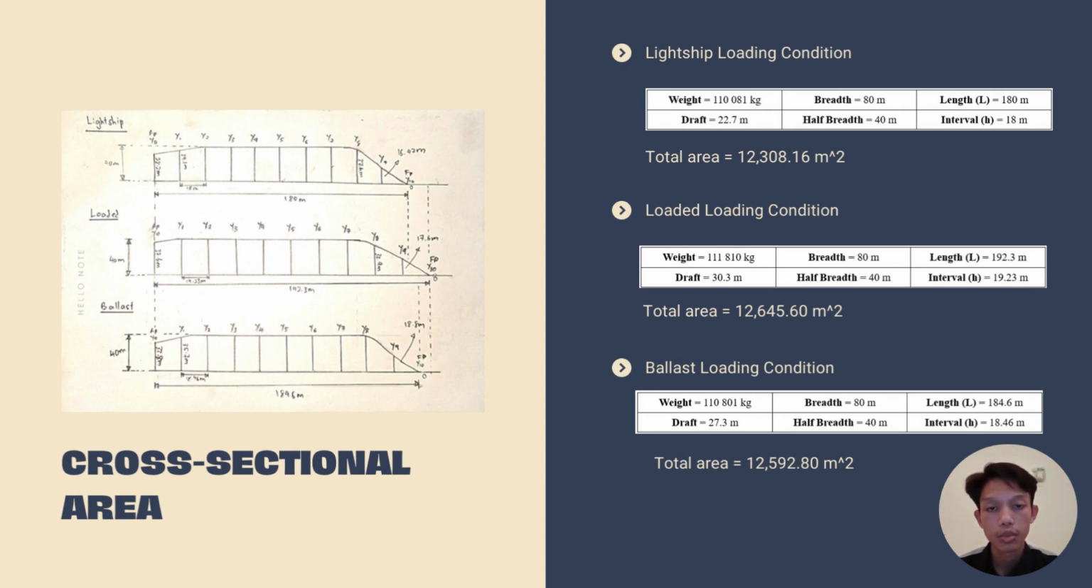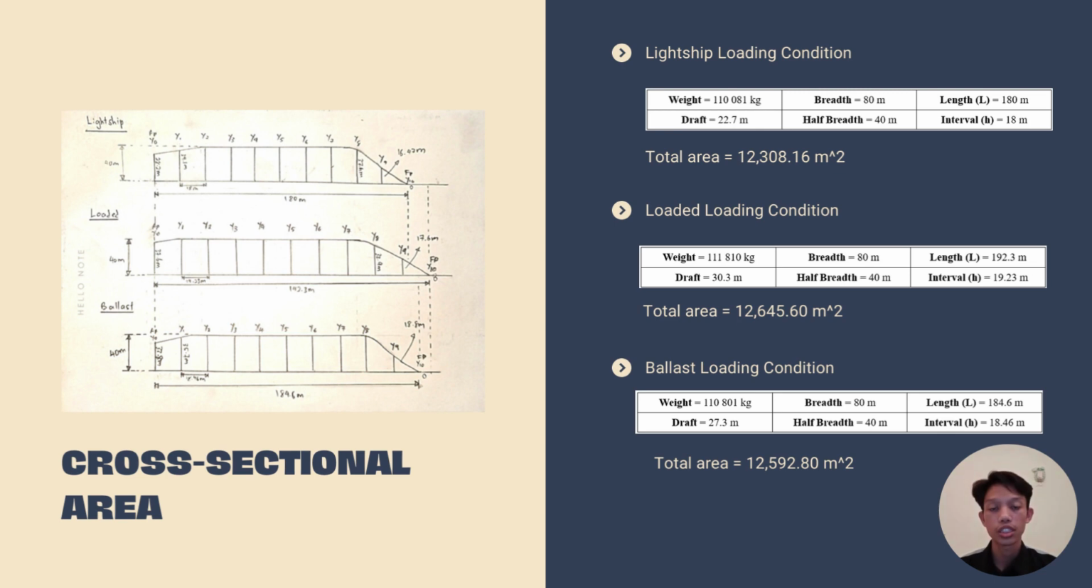These sketches are important for the calculation, where they have specific information such as the length of the ordinate. Under the three types of loading condition, they have specific information such as weight, draft, breadth, half breadth, length, and interval. And all of the information is also used for the calculation.